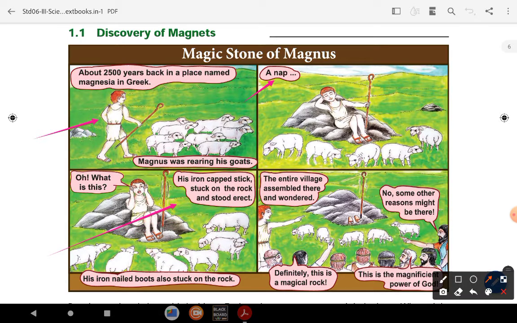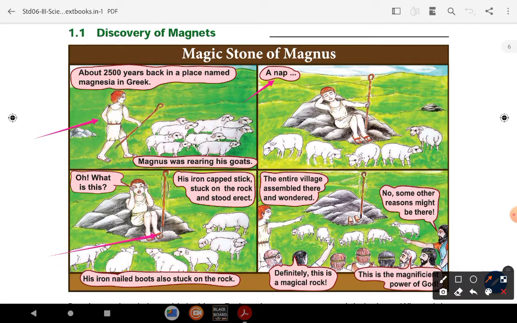His iron capped stick: the bottom has iron, an iron cap. Stuck on the rock. It stuck on the rock and stood erect. See, it is standing erect, straight. So he was never able to understand. He was so shocked. Oh, what is this? And then his iron nail boots also stuck on the rock.